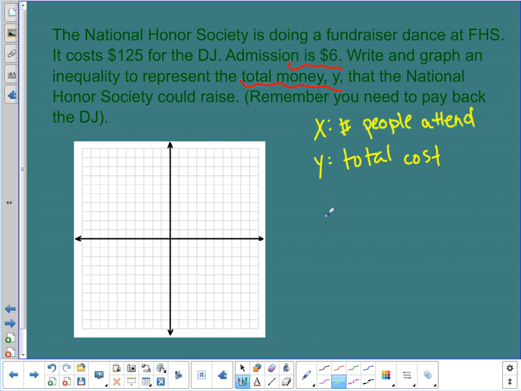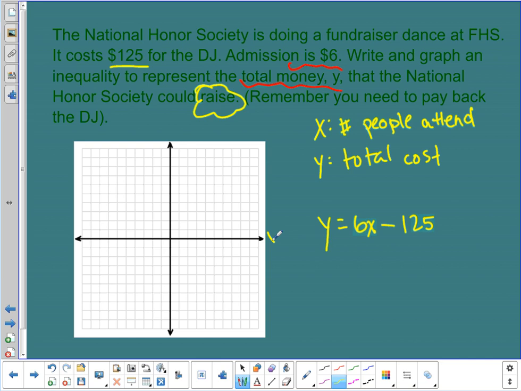Okay, so what's happening to Y? Y is going to equal the $6 for every, because we're talking about the money that they make. How much could they raise? So they're raising $6 for every person that walks in the door. Yay, every person that walks in the door gives them $6. But don't forget that they have to pay back the DJ 125 bucks. So from that $6 times every person, I need to subtract 125 because I'm going to take $125 and hand it over to the DJ, which means I don't have it anymore. So really we have a negative y-intercept here.